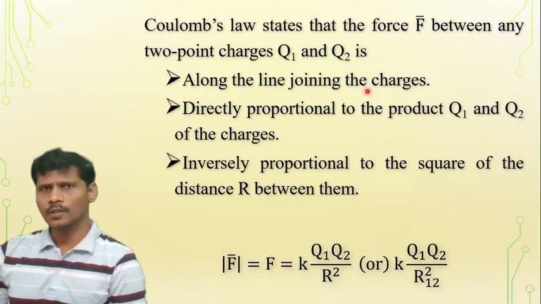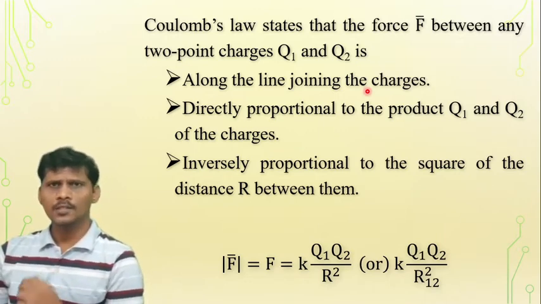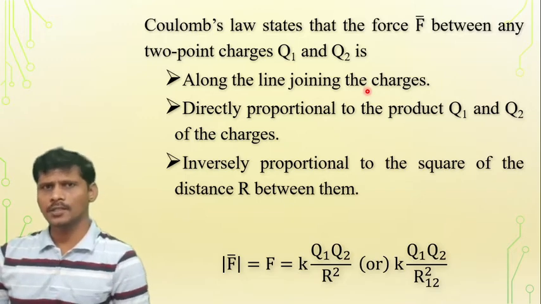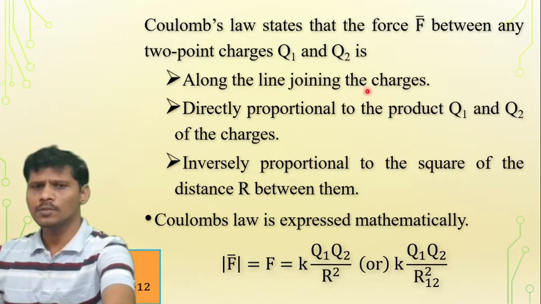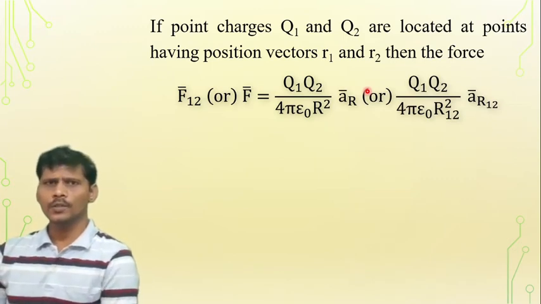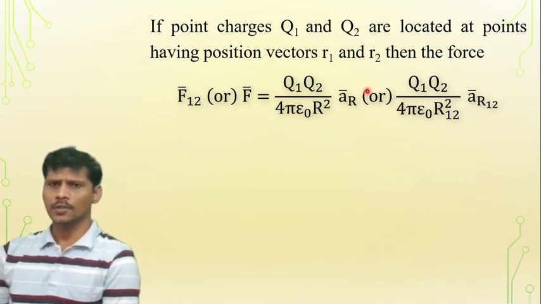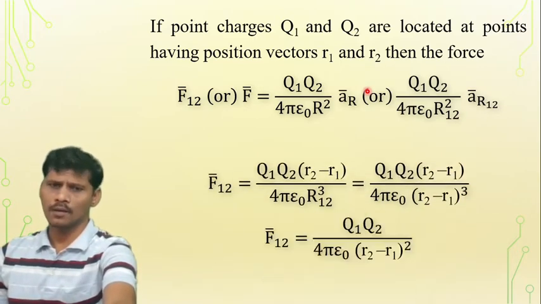Q1 and Q2 are the two point charges, measured in coulombs. Capital R is the distance between the two point charges, measured in meters. So the vector form of Coulomb's law is F bar, or F12 bar, is equal to Q1 Q2 by 4 pi epsilon naught R square into aR bar. This is the vector form of Coulomb's law.